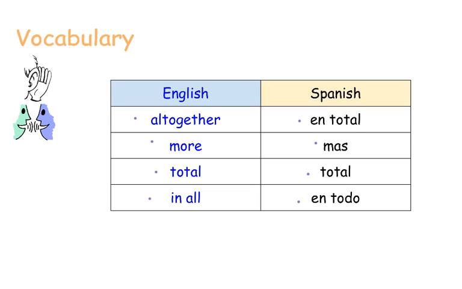For these words, total and total are cognates, and then the other ones are very similar. So that's helpful when we're thinking about bridging our English and our Spanish vocabulary and putting them together and making meaning for both languages.